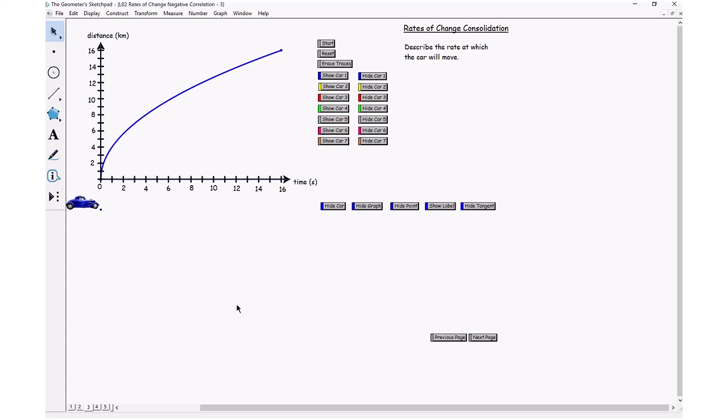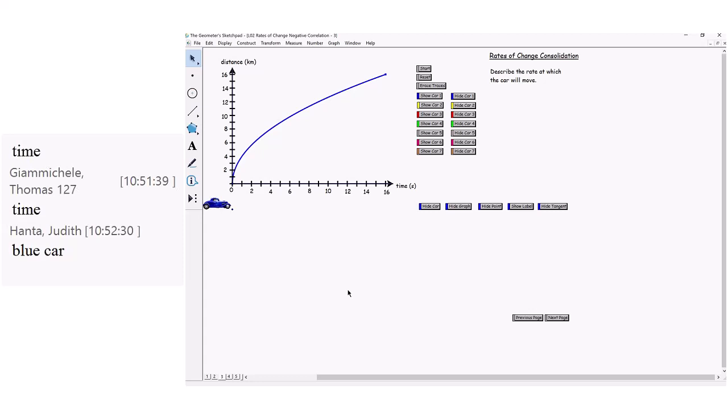So we're looking at the blue car right now. So I'm just going to type in blue car. And then we want you to type direction of travel. And you could just say forward or backwards based on the correlation of that curve. And then you can type ACC if you think it's accelerating, DEC if you think it's decelerating, and you can put CON if you think it's constant.